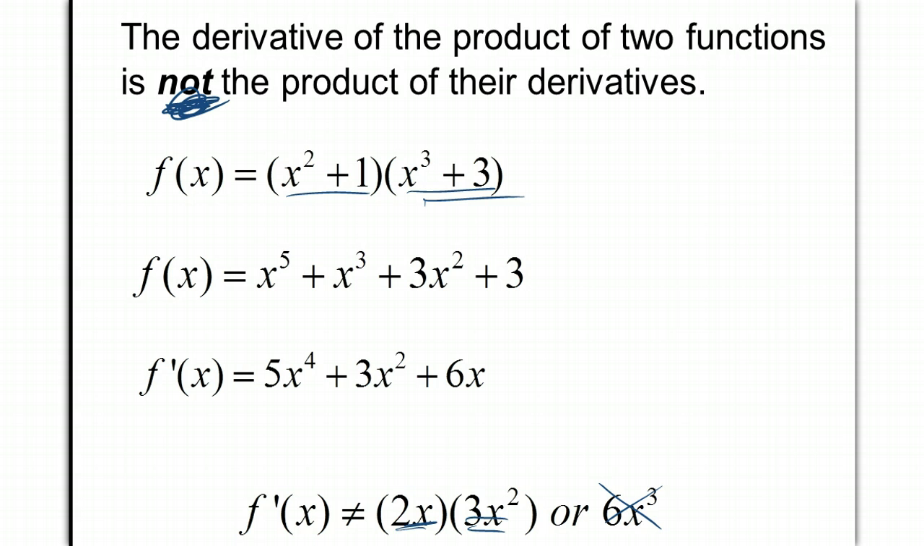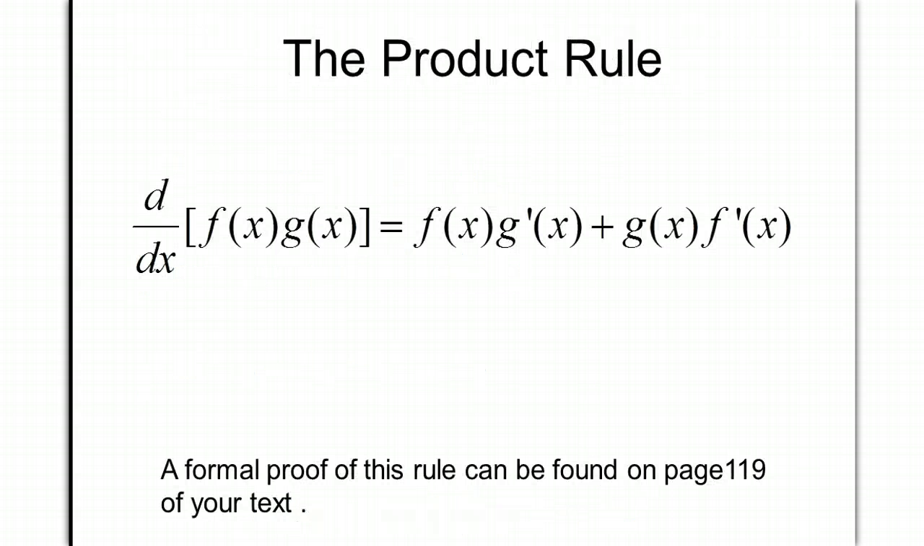Alright, the correct way to do it, if you have the product of two functions, is to rewrite the first, take the derivative of the second, rewrite the second, and take the derivative of the first. I like to think of it as d dx of u v is equal to u dv plus v du.